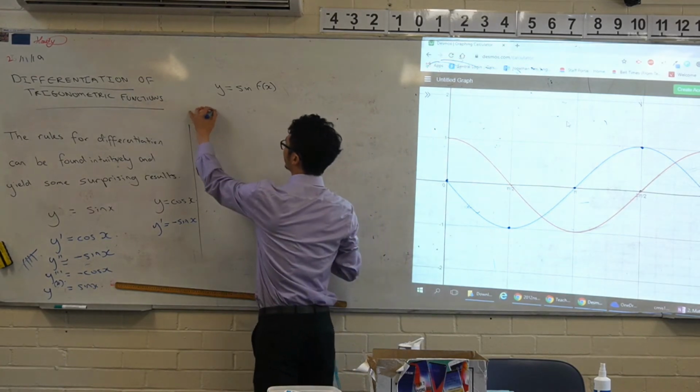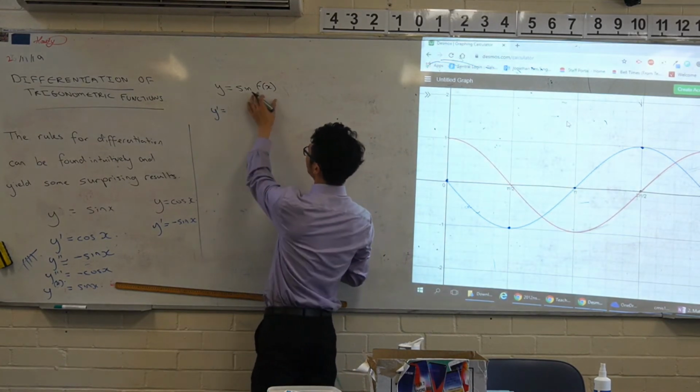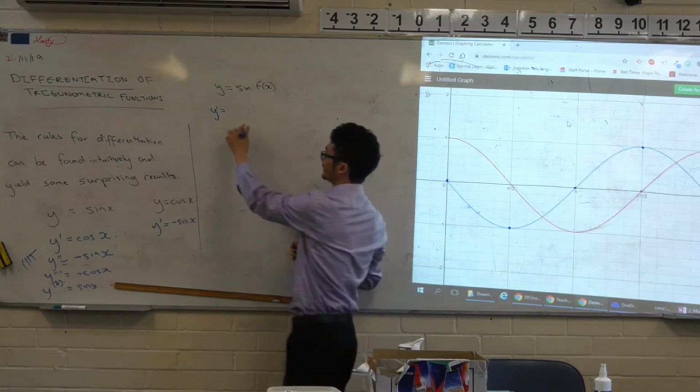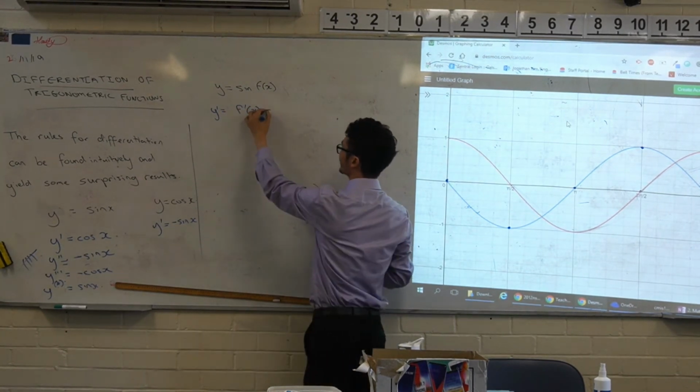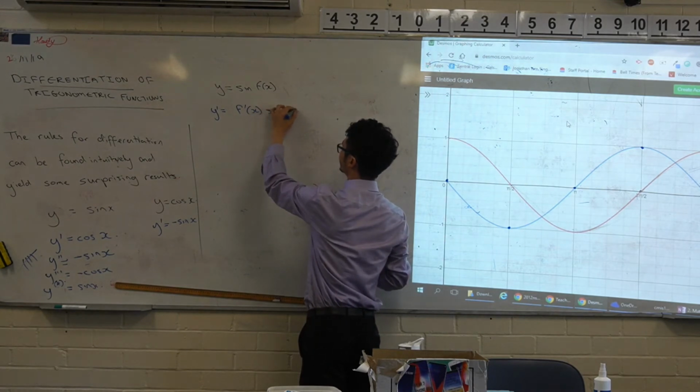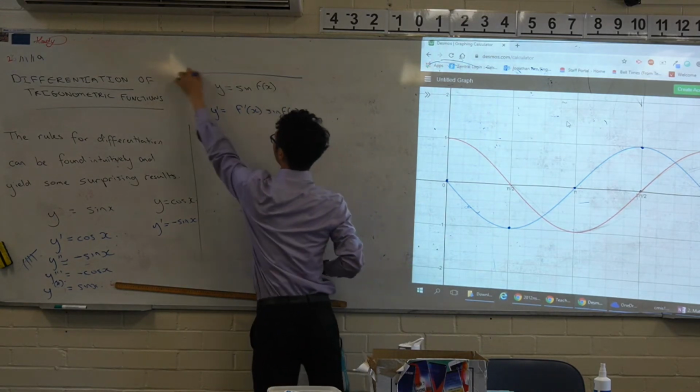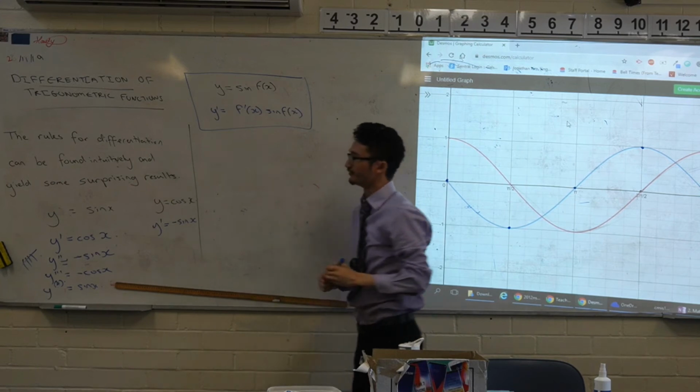So our derivative, y dash, is going to be whatever is inside the brackets there, f dash of x. We take the derivative of that, times cos of f of x. Okay? So that's our first derivative rule.